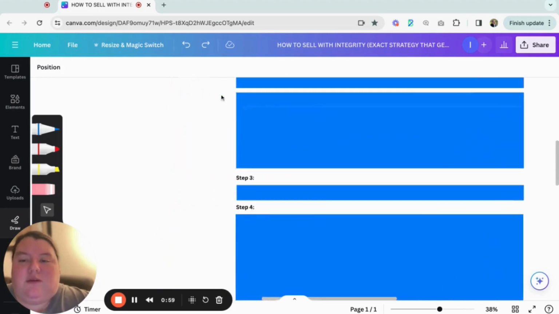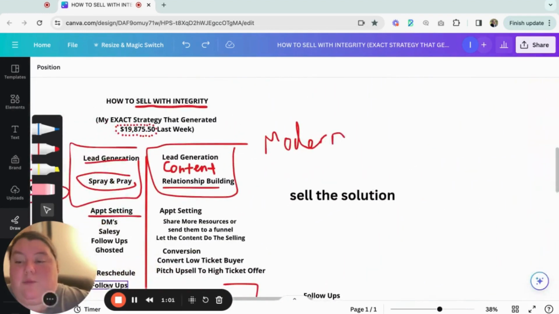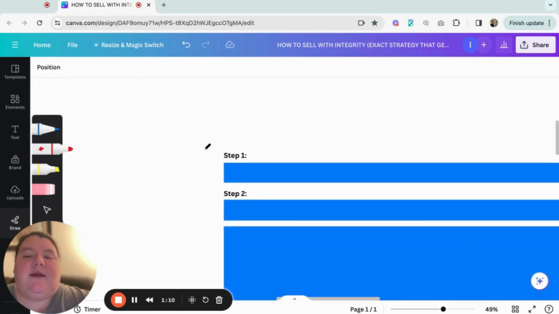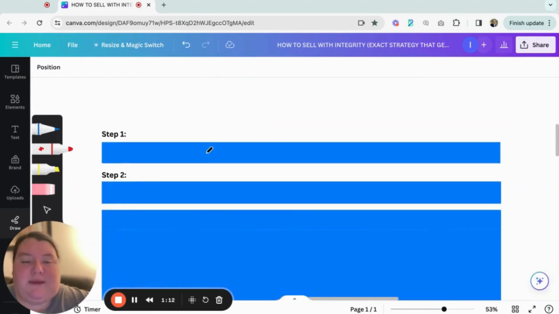Before I show you how to do this, I will bring awareness again, a reminder that in order for this strategy to work, you have to focus on building relationships and on posting content. If you don't do that, then this process might not be as effective.